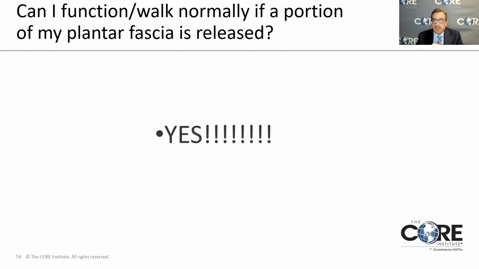Well, can I walk, function normally if a portion of my plantar fascia is released? I can't say it any simpler than this. Yes. I mean, this question is asked over and over. It's a very good question. It's a very practical question. But yes, you can.